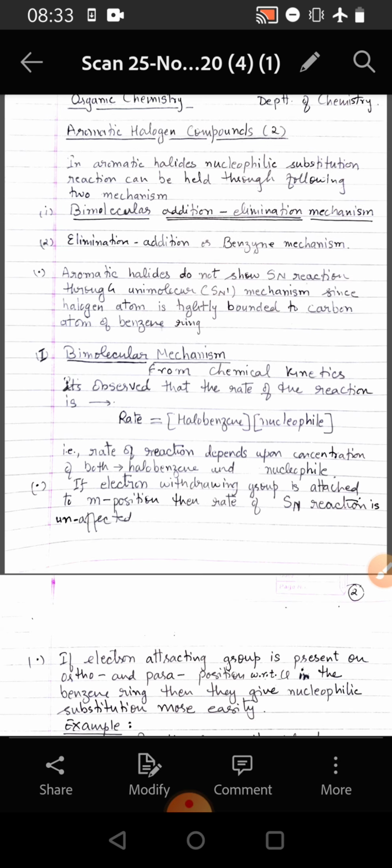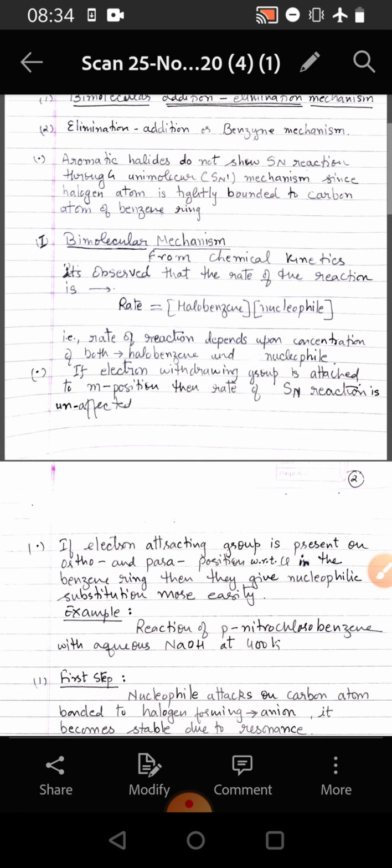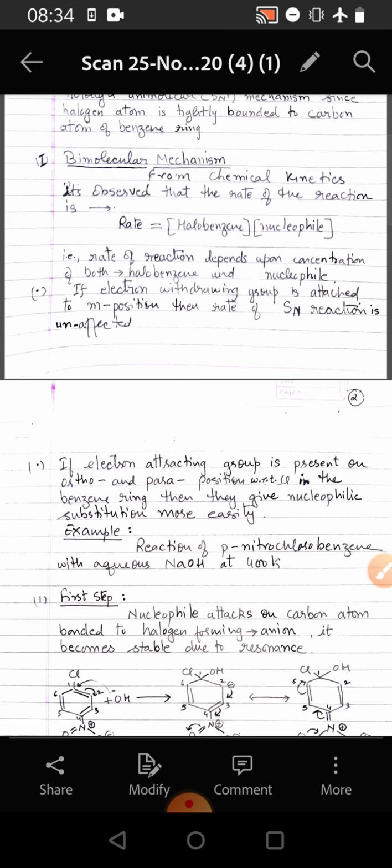Aromatic halides do not show SN reaction through the unimolecular SN1 mechanism, since the halogen atom is tightly bonded to the carbon atom of the benzene ring. So first let's take the bimolecular mechanism. From chemical kinetics, it's observed that the rate of the reaction is equal to the concentration of halobenzene times the concentration of the nucleophile. That is, the rate of the reaction depends upon the concentration of both halobenzene and nucleophile.